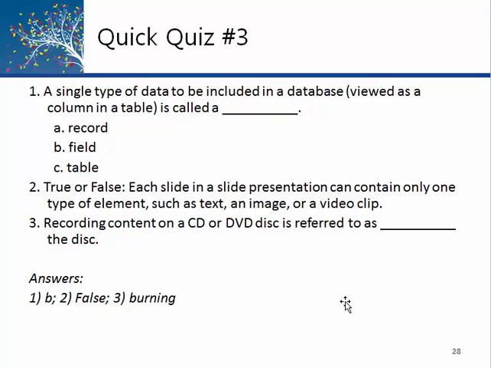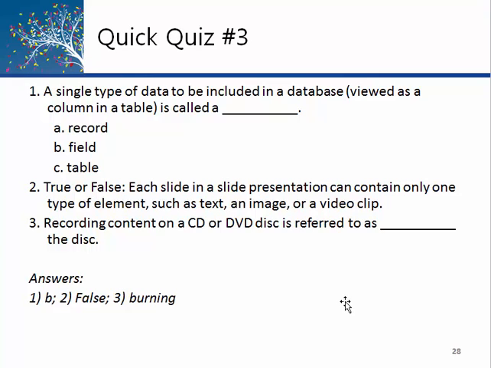Our last quick quiz here: a single type of data to be included in a database, viewed as a column in a table, is called a record. So, a field within a record, viewed as a column in a table. What I'm saying there is, if we use a spreadsheet as an analogy, I don't even want to do that because I didn't show you the graphics for that. So forget the parenthetical there. A single type of data would be a field, and then all the fields together are a record.